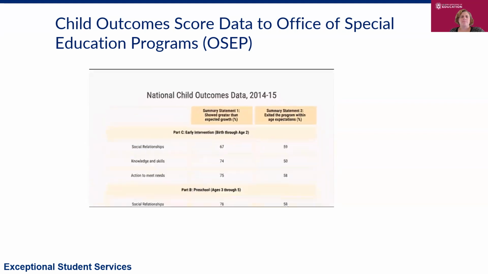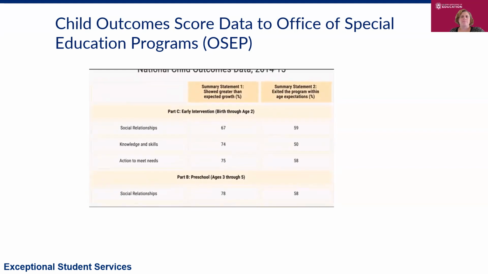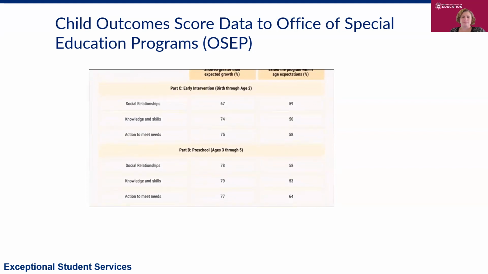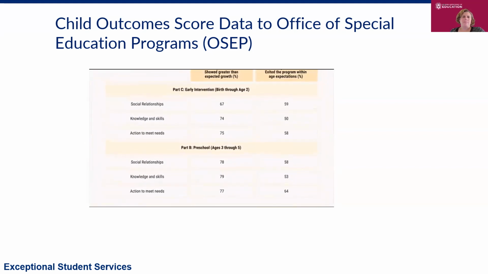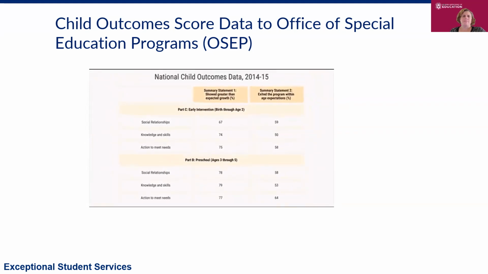Now, when you see the National Child Outcomes data in a table like this, you will know how the Child Outcomes Summary 7-point scale ratings become those data reported about early intervention and early childhood special education.